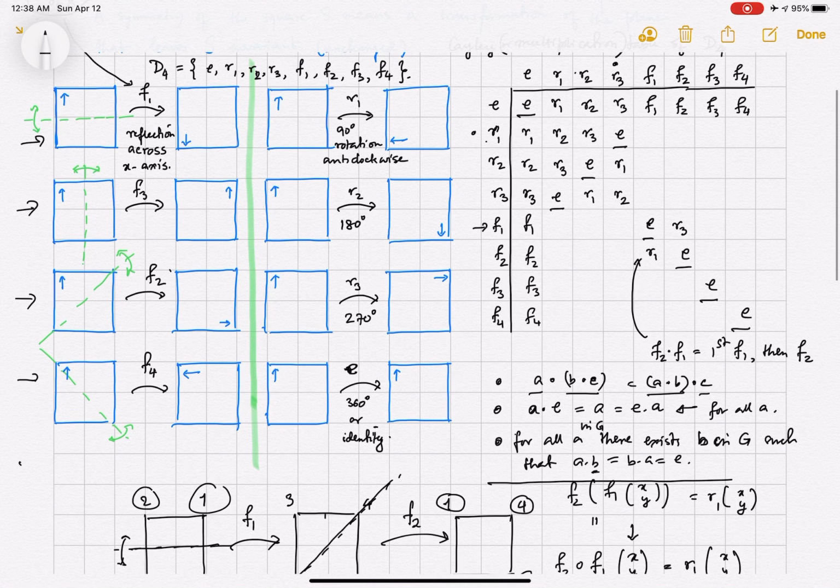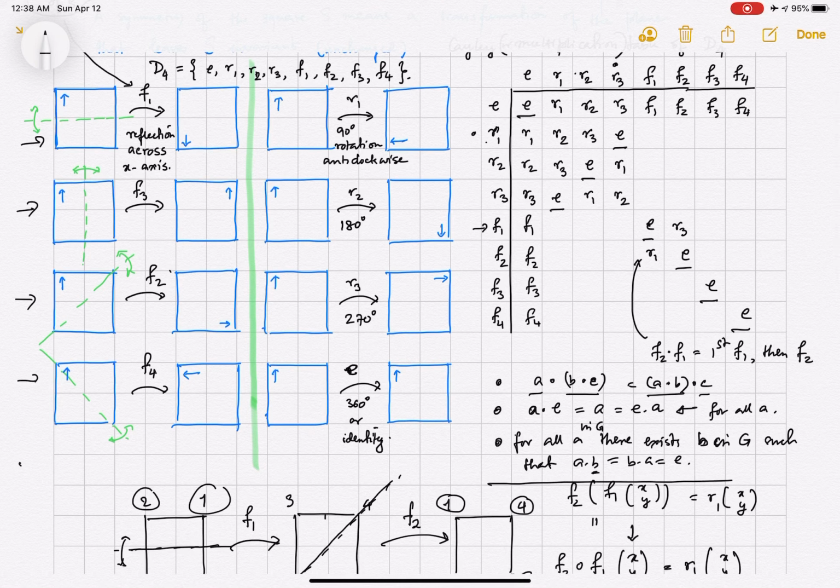So a group is going to be a set together with a multiplication law which satisfies these three axioms. We'll write it down next time and do some more examples. And you can fill in the rest of this table rather easily.